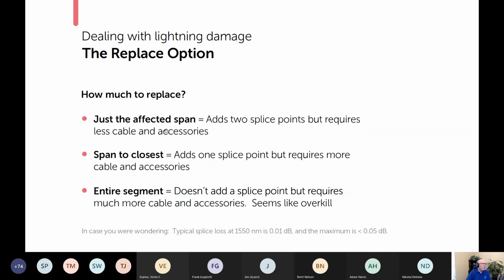That would add just 1 splice point instead of 2, but it obviously then requires more cable, 2,000 feet of cable versus say 500 feet of cable for illustrative purposes. So in that hypothetical example, you have the damage, it's 2,000 feet in from a 10,000 foot segment. You could replace the entire segment if you wanted to.